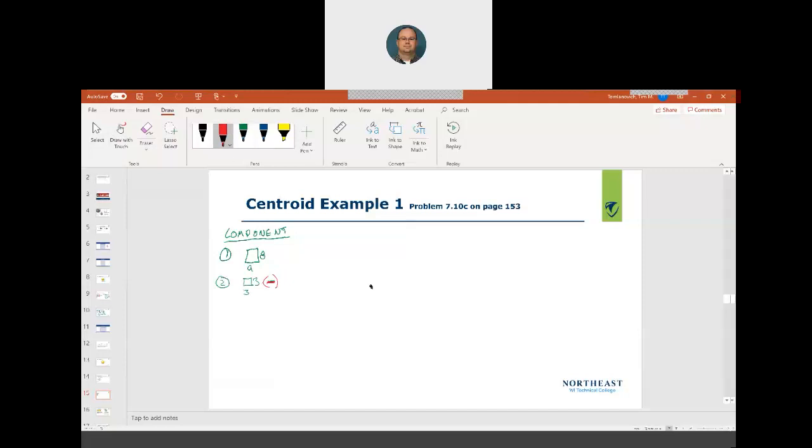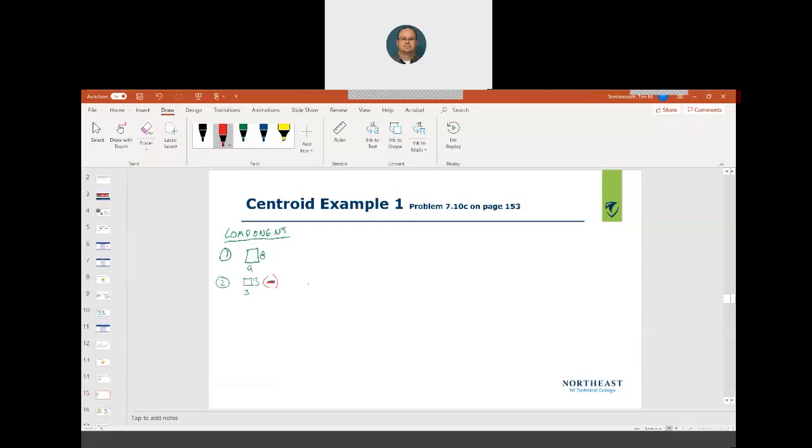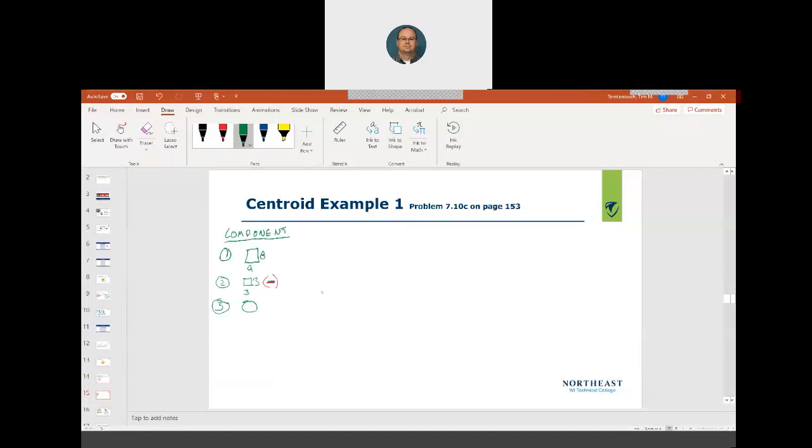And then component 3 is the little circle. Component 3 is the circle. What's our diameter? 4-inch diameter. All right. So now that we broke it up, and again, this is a hole, so we want to subtract that.